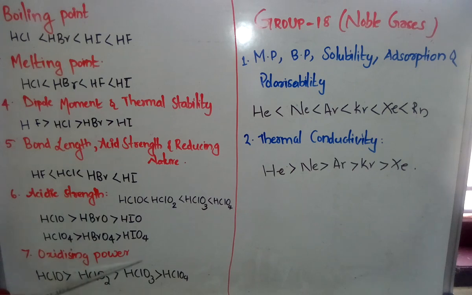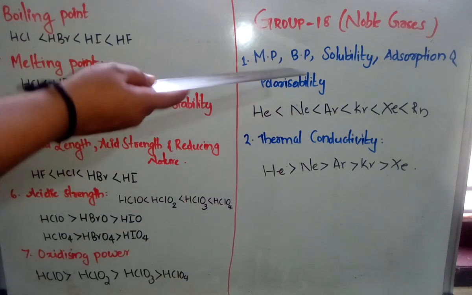Next comes the oxidizing power. Oxidizing power is the reverse of the acidic strength, where HClO will have the maximum oxidizing strength and HClO4 will have the least. So that's all about group 17. Finally, we will go into group 18.